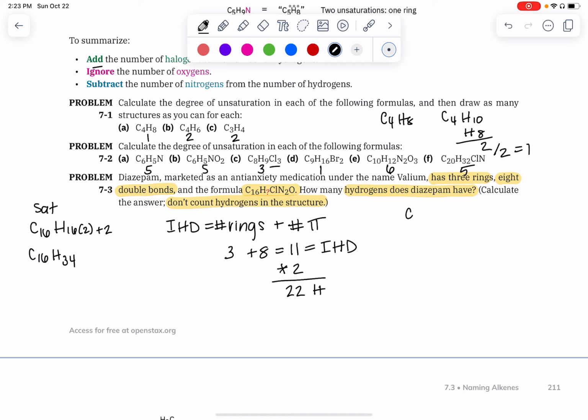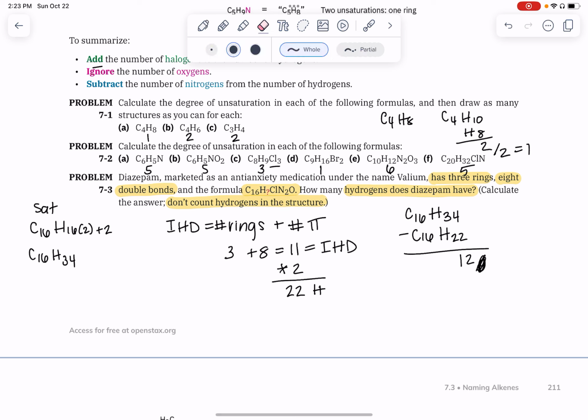So now we can say C16H34 minus C16H22. This is our unsaturated. This is what our IHD is telling us it is. That gives us 12 hydrogens. Well, we've already multiplied by 2, so we're good there. So now we have 12. That's how many hydrogens I think there are.